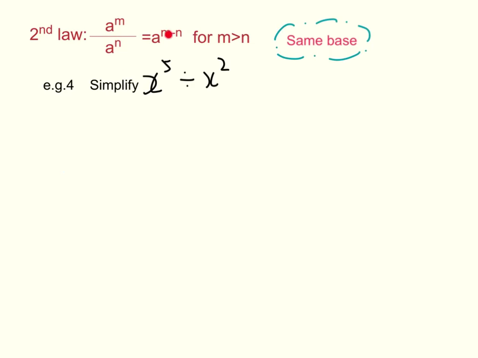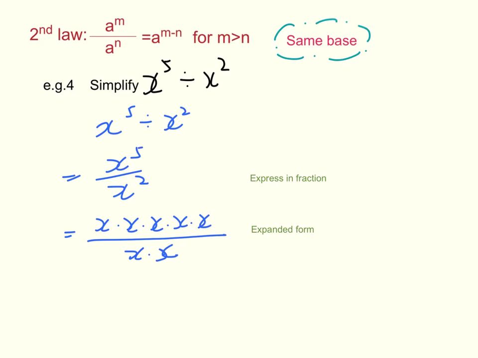Let's start to learn the second law, the division. Remember, the base must be the same. Example 4, simplify the expression. First of all, you had better write it as a fraction. And then let's try to do it by the expanded form like this. Then we can simplify the x's of the numerator and the denominator. Finally, you can see there are only 3 x's left, so the answer is x to the power 3.